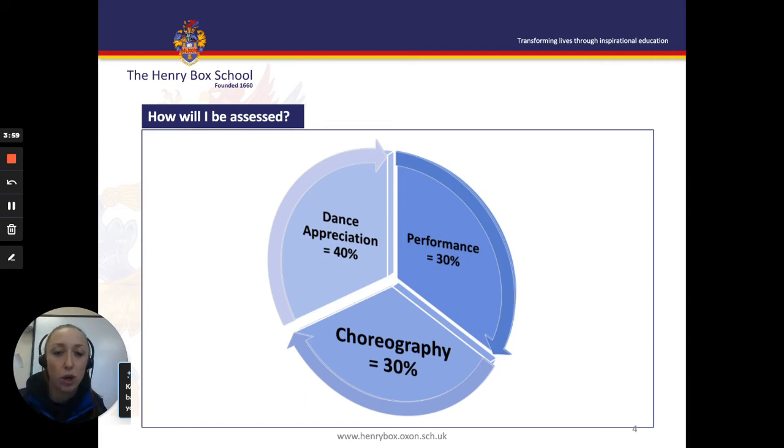The assessment is split into 3. 30% of the assessment is based on your performance as an individual. 30% is based on your ability to choreograph a dance for other people to perform. As I say, that links with the leadership that I said earlier. You'll choreograph something and then you'll have to show them how to do what you've created, and lead them so that they are performing your dance correctly. And then the final section, which is the largest chunk, 40%, is dance appreciation.